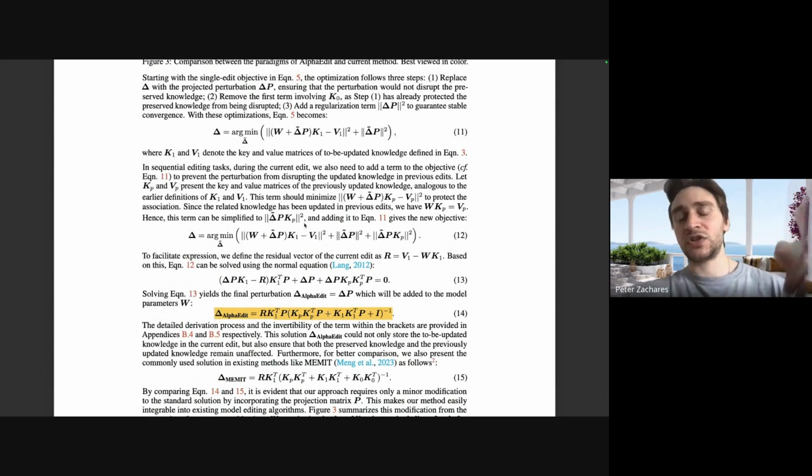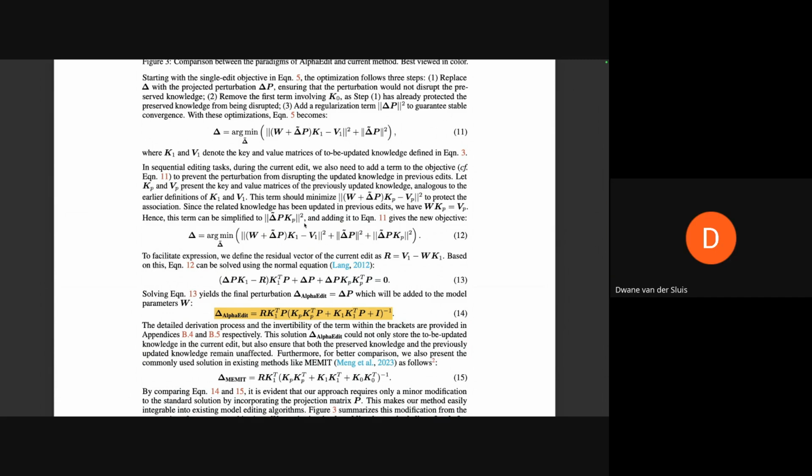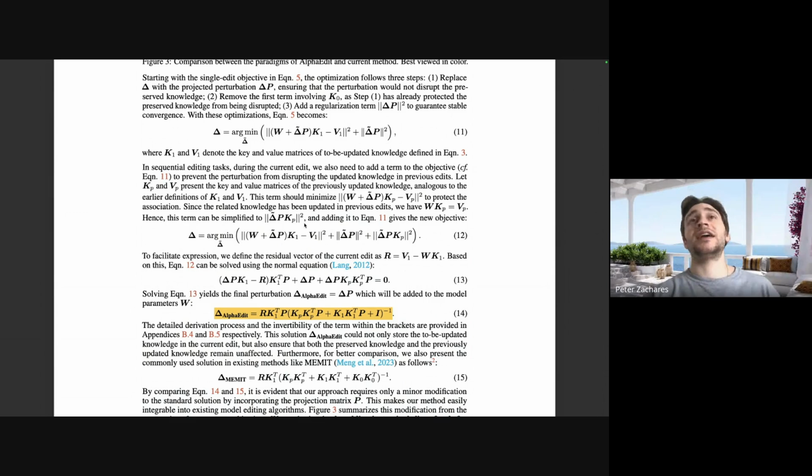One thing I'll also say, oh yeah, go ahead, Dwayne. Do they have to calculate this projection once, or do you have to do it repeatedly during training? Yeah, great question. The answer is that you have to do it once. Since you're trying to preserve the knowledge that already exists, that shouldn't change. The knowledge you're trying to preserve should always be preserved, so that matrix shouldn't change, or it should be the same as much as possible.